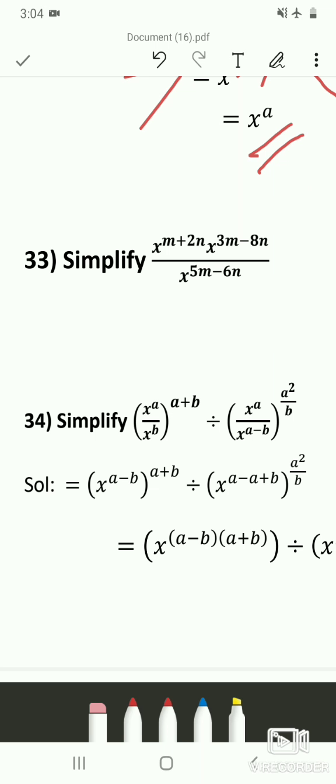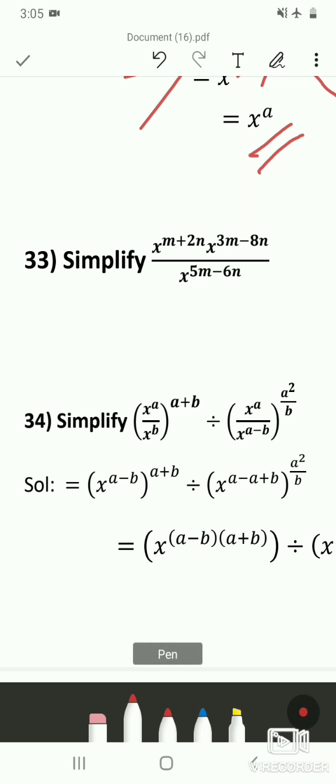Simplify x raised to a upon x raised to b whole raised to a plus b whole divided by x raised to a upon x raised to a minus b whole divided by a square upon b.